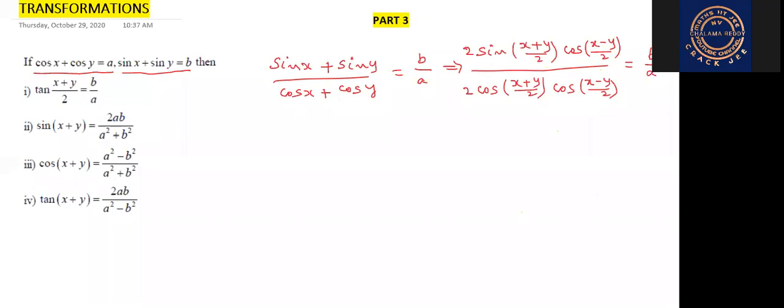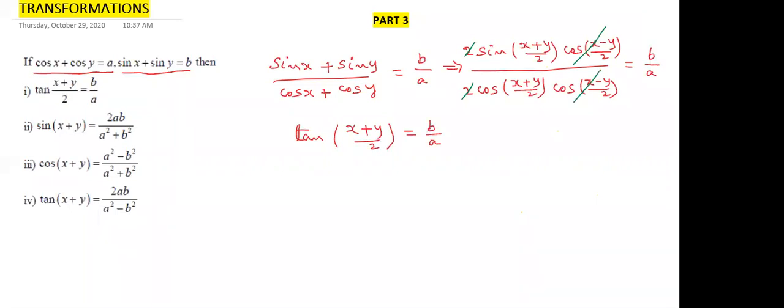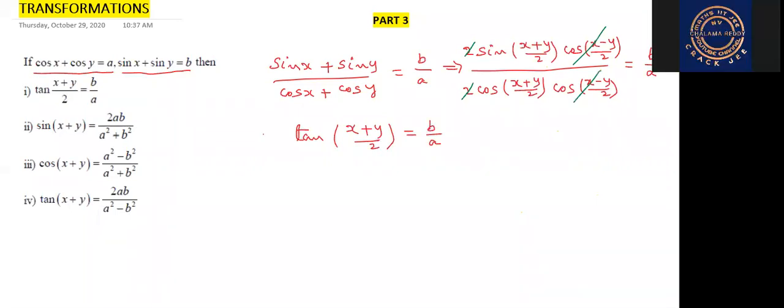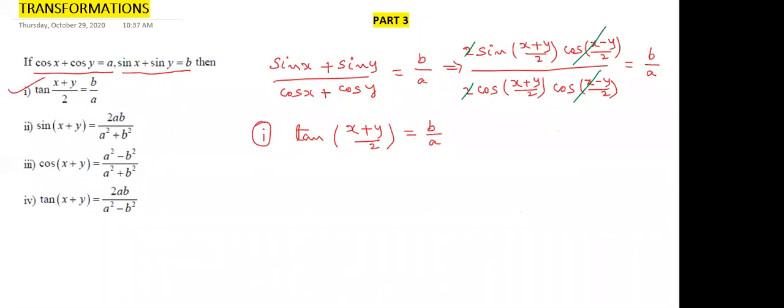Here observe that any term is going to cancel. Yes, 2 is going to cancel. Cos of (x minus y) by 2, cos of (x minus y) by 2. Remaining, observe that sin by cos, tan of (x plus y) by 2, that is equal to b by a. So we got the first bit answer. Now I am going to prove the second bit.